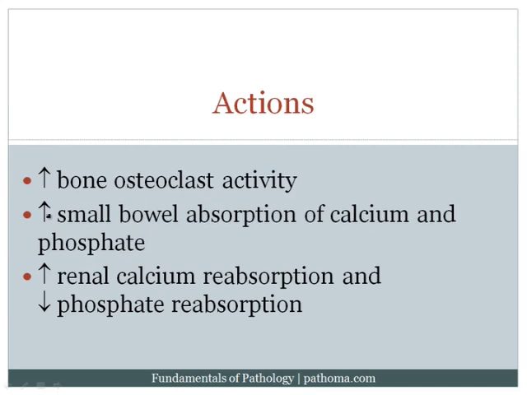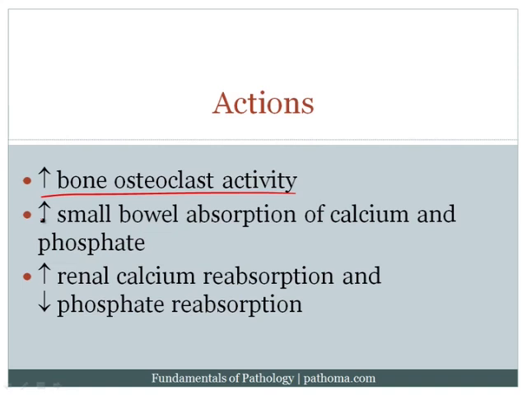First, it will increase the activity of bone osteoclasts. Now, recall that osteoclasts are the cells that resorb bone, and so when they resorb bone, both calcium and phosphate will be released into the blood. Now, one high-yield point here is that the PTH doesn't directly activate the osteoclast. It actually activates the osteoblast, which is the cell that lays down bone. And once it activates the osteoblast, the osteoblast then goes and activates the osteoclast.